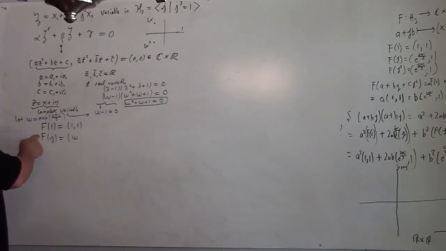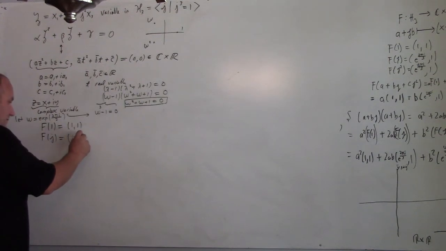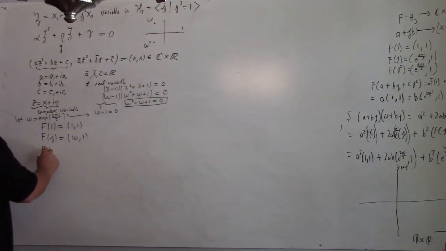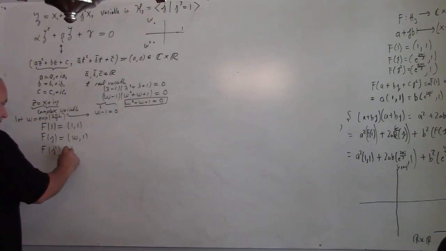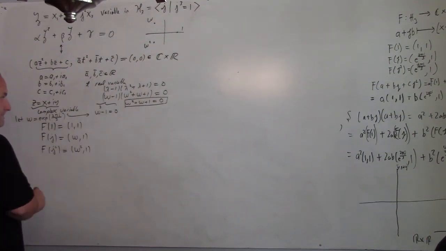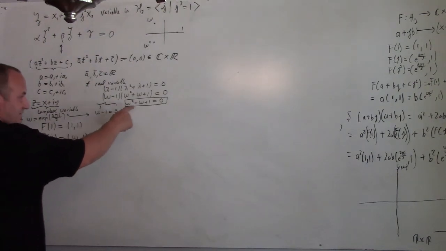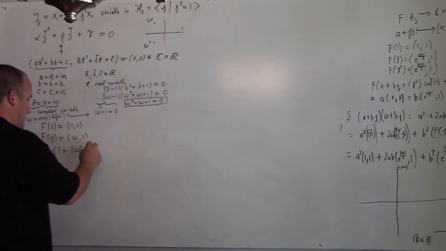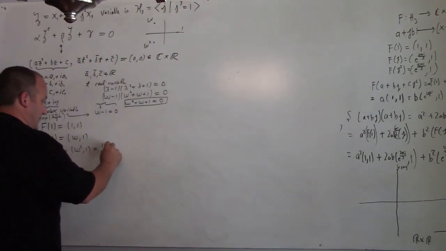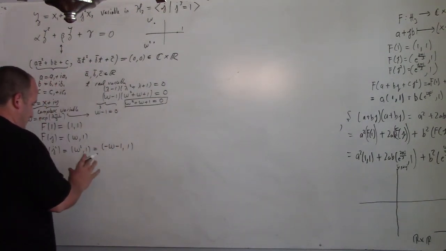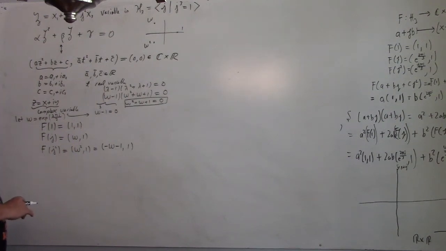So f of j was omega times 1, and f of j squared was omega squared times 1. But if we don't like to work with omega squared, we do have the freedom to trade that for minus omega minus 1, times 1. That might be helpful. I don't know, just saying it's there.